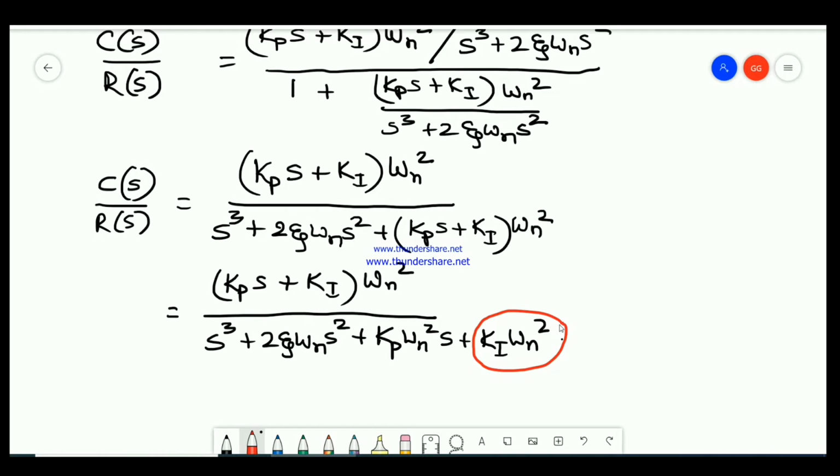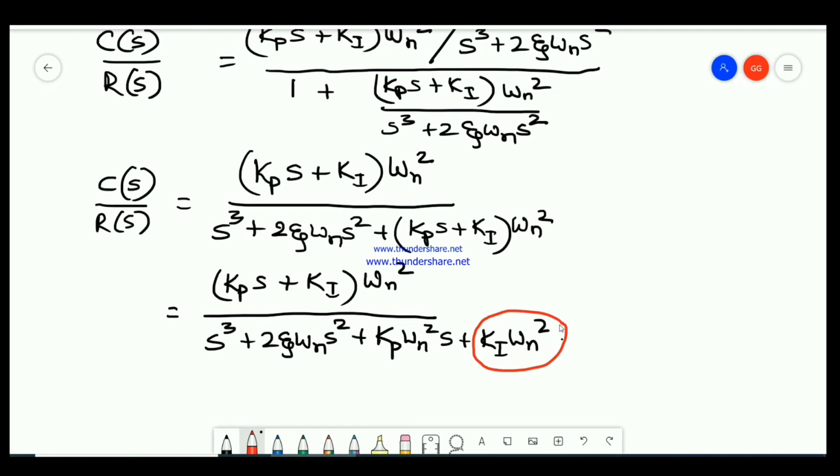Therefore, as natural frequency increases, the time specification gets decreased. Therefore, the system response will be faster. Okay, as Ki is increased, Ki into omega n square will also increase. Therefore, you can see the time specification gets decreased. Therefore, the system response will be faster.